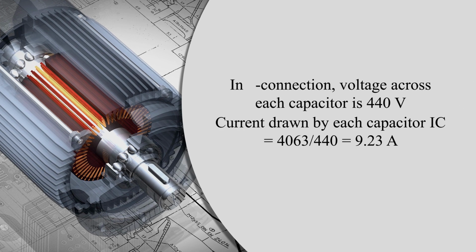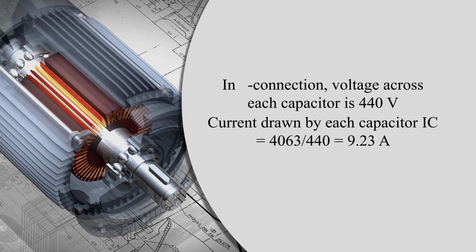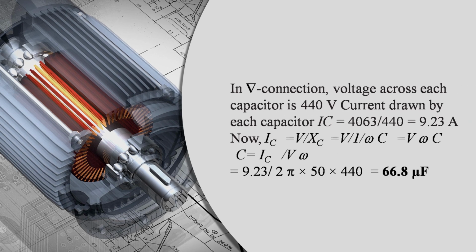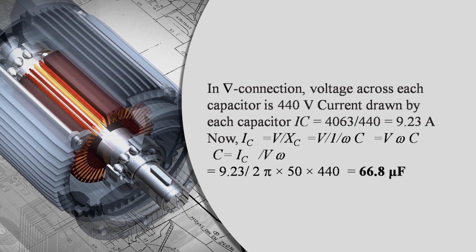In delta connection, voltage across each capacitor is basically 440 volt. So current drawn by each capacitor, that is I suffix C, can be written as 4063 divided by 440, it comes 9.23 ampere. As you know, the current flowing through a capacitance can be written as voltage divided by the capacitive reactance, that is IC is equal to V upon XC. And XC is equal to what? 1 upon omega C, that means this IC can be written as V omega C.